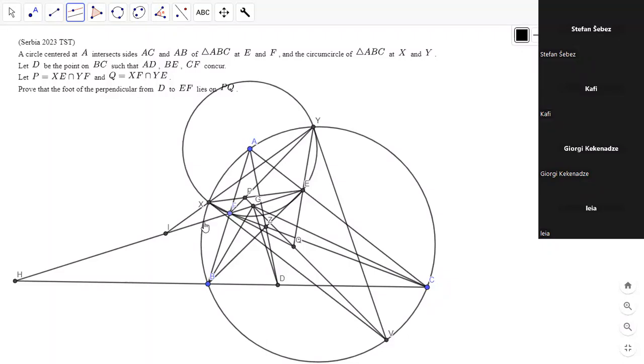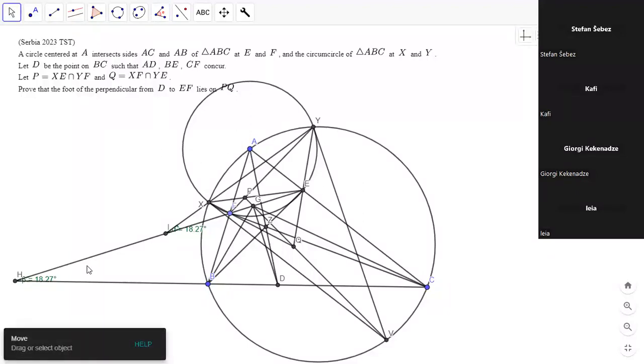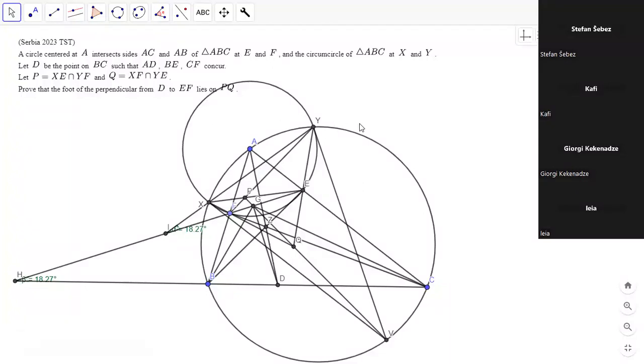I wonder if X and Y... I wonder if this angle equals this angle. I don't think it does. But I'll check it just in case. Oh, it does. Interesting. So really, this line and this line are corresponding lines in the same figure then. That's surprising to me.